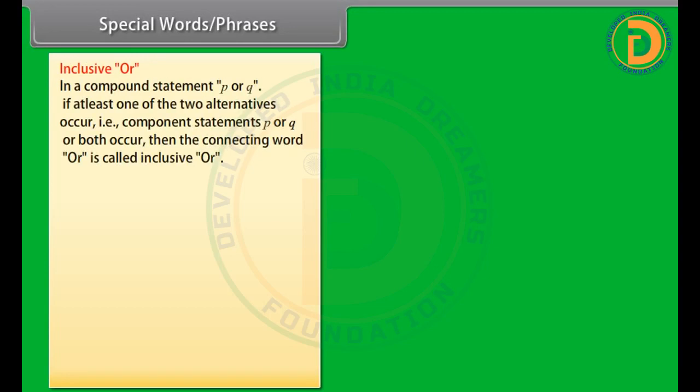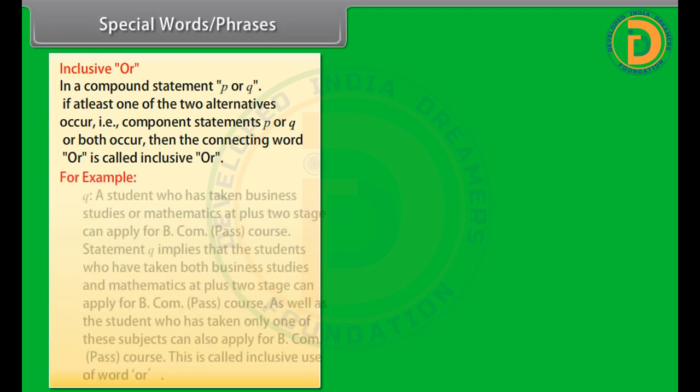Inclusive or. In a compound statement P or Q, if at least one of the two alternatives occurs, that is, component statements P or Q or both occur, then the connecting word or is called inclusive or.